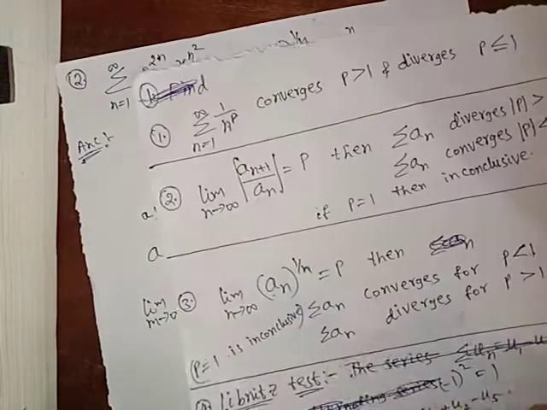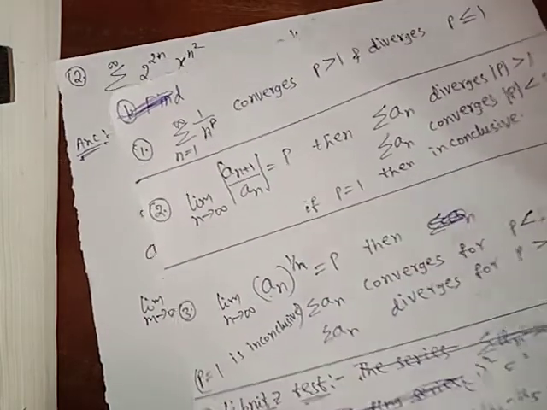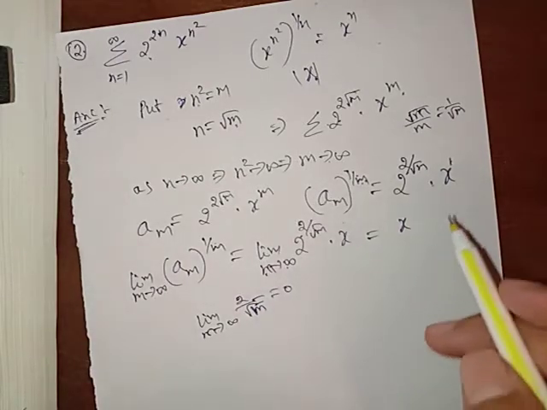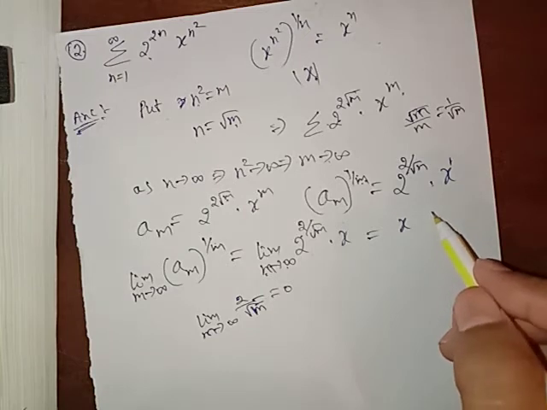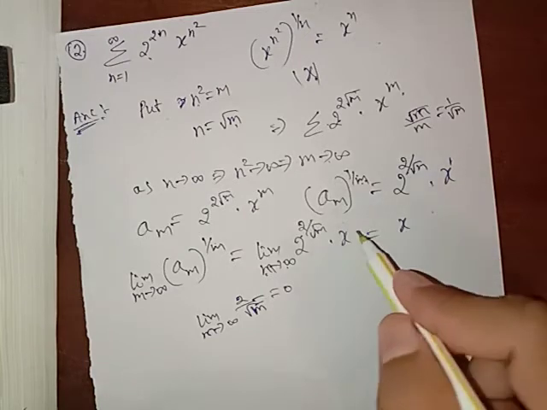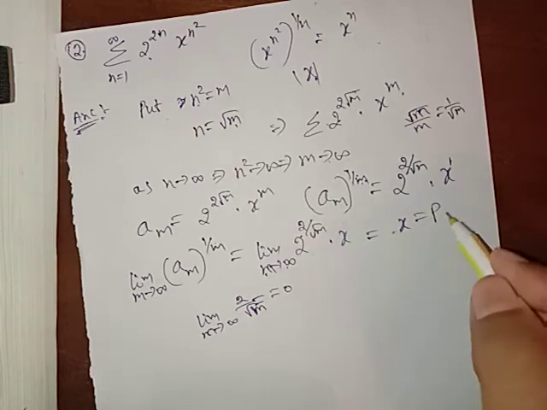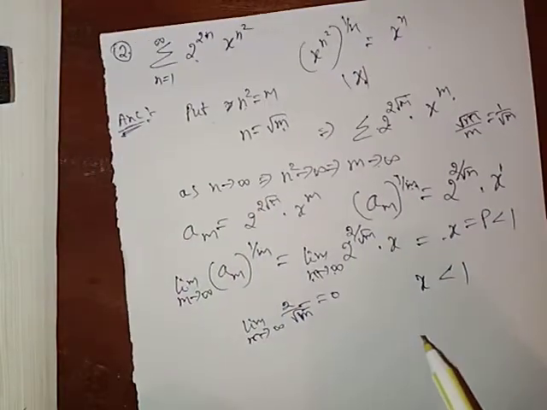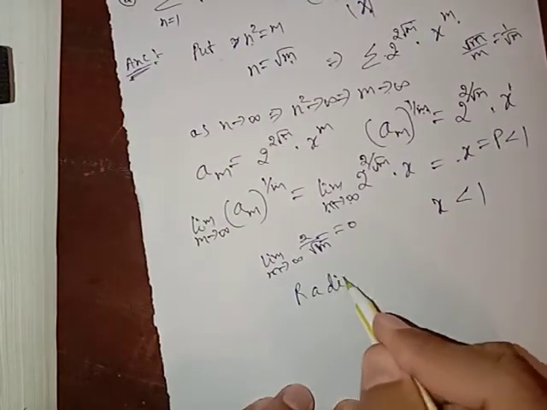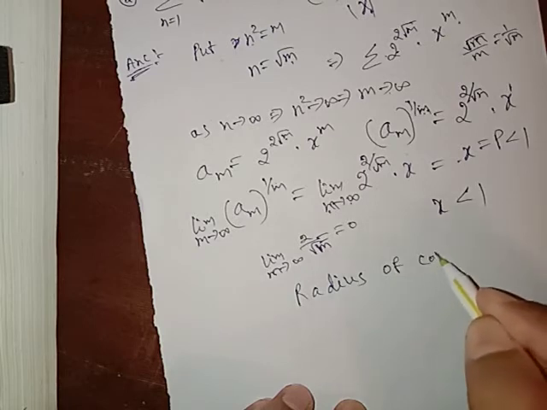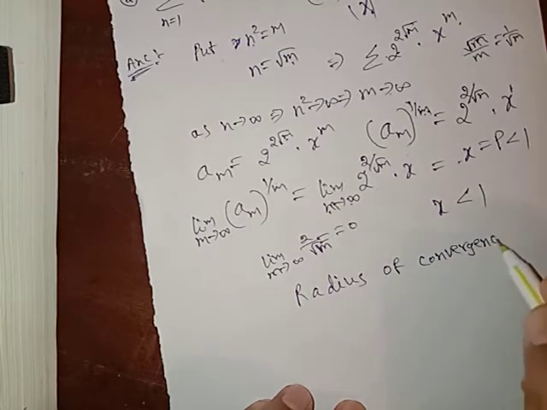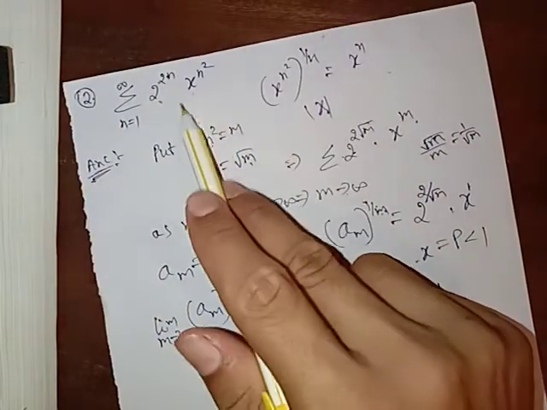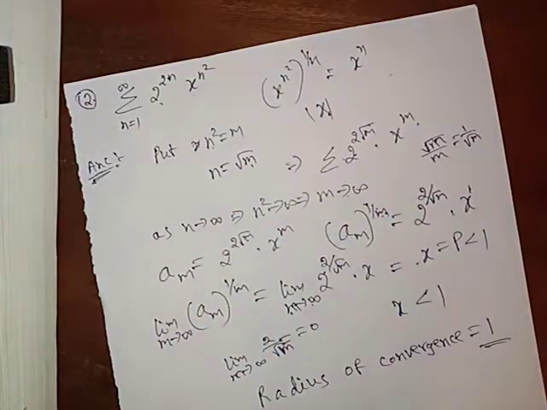We know that this converges when p is less than 1. That means here, in place of p, we have the absolute value of x. So when the absolute value of x is less than 1, this converges. So the radius of convergence is 1. For all x with absolute value less than 1, this series converges.